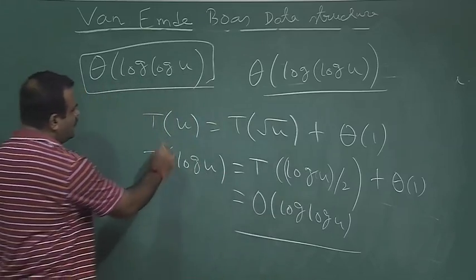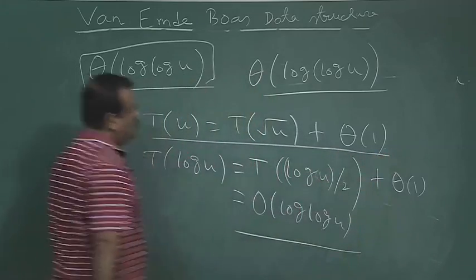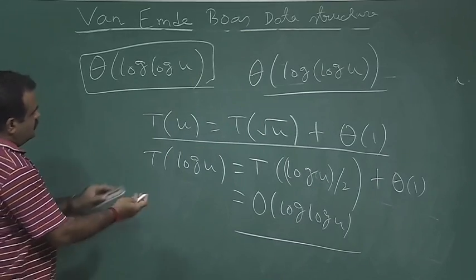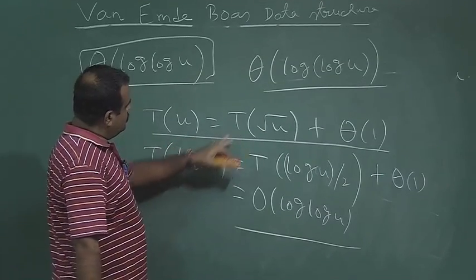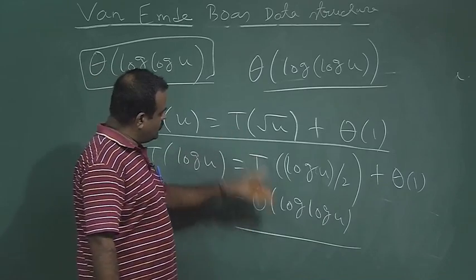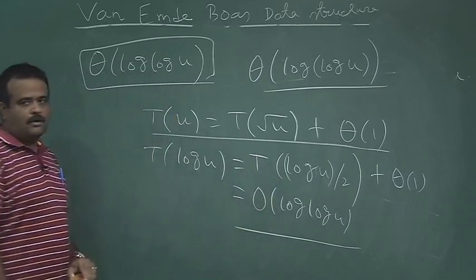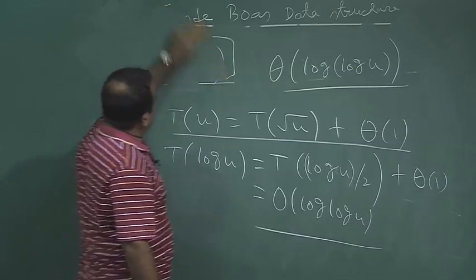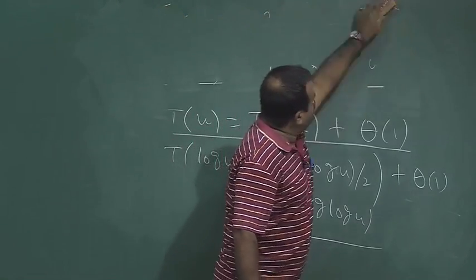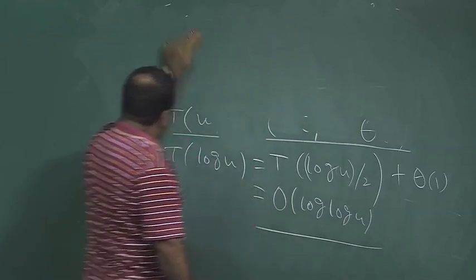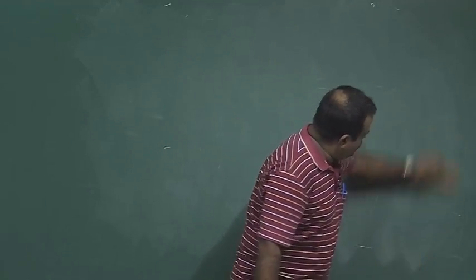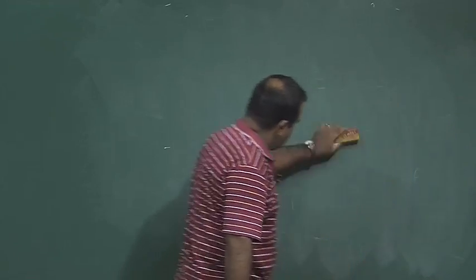So, we want to get this type of recurrence for this problem. This is our goal, to achieve this recurrence so that we can get the solution as log log u. Now the question is how we can get that. This is the idea of Van Emde Boas, and he has designed this data structure.